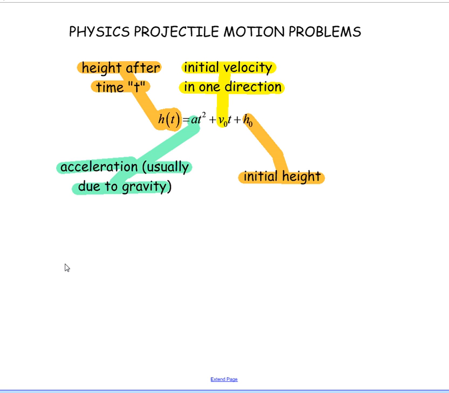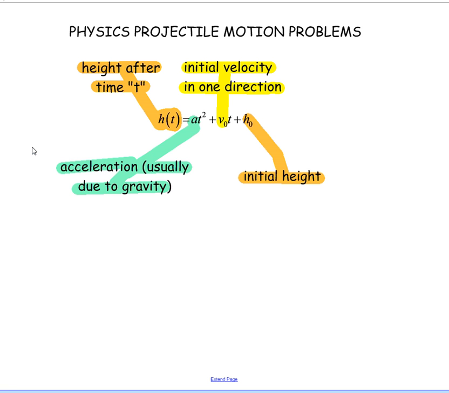Now we're going to jump into the physics problems. The basic equation that governs most physics problems as far as the projectile motion or position in motion of an object is to say the height at any given time t, so let's say 3 seconds from now, 5 seconds from now, whatever t happens to equal, the height at that given time is going to be equal to the acceleration times t squared plus the initial velocity times t, plus the initial height.